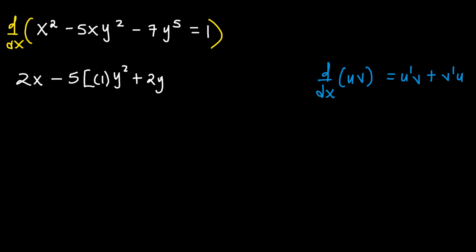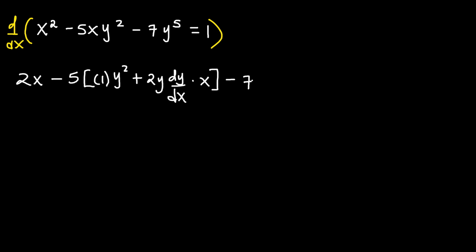And if you remember, we said that during implicit differentiation, whenever you differentiate a y variable, you have to multiply through by dy divided by dx. And then we shall keep x constant, and then minus 7 times the derivative of y to the power of 5, which is 5y to the power of 4. And then times dy divided by dx, and this will be equal to the derivative of 1, which is 0.